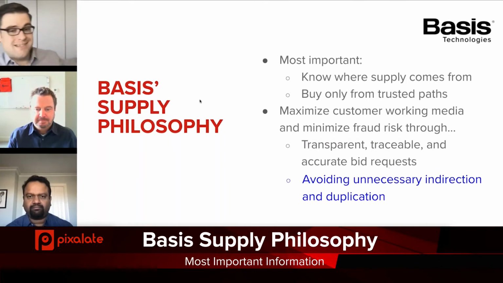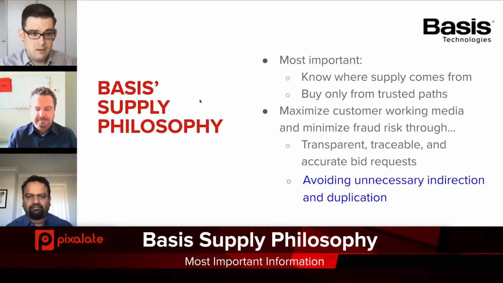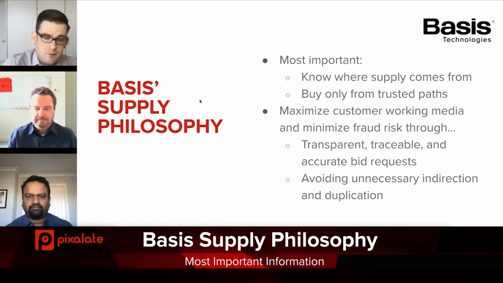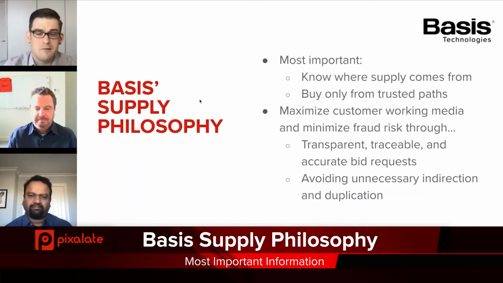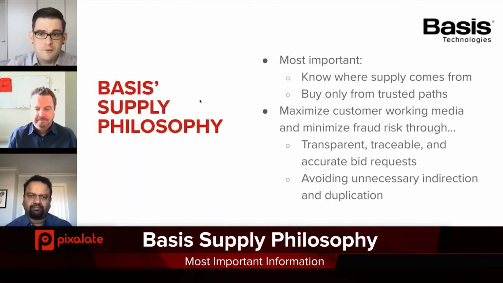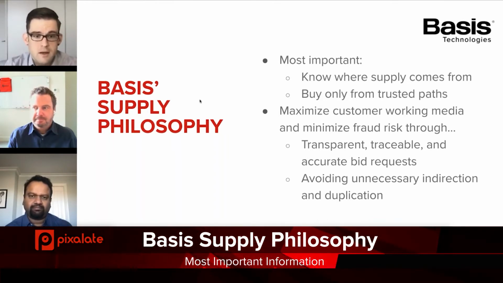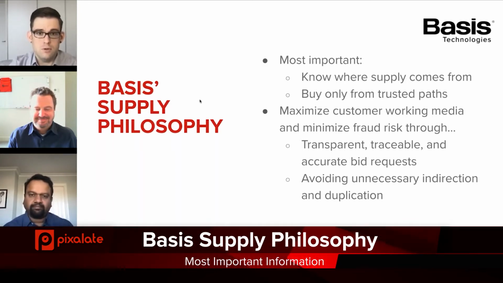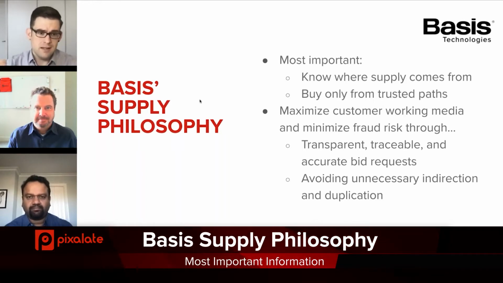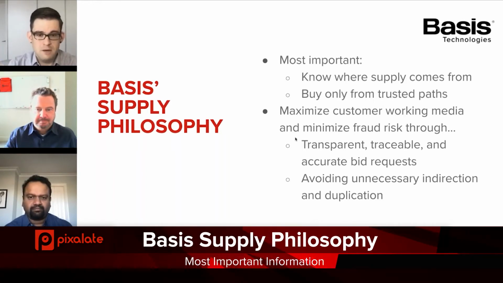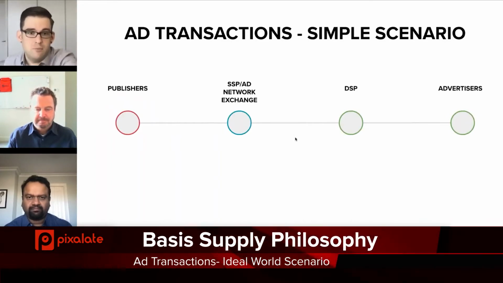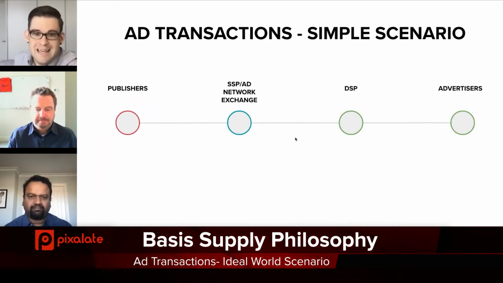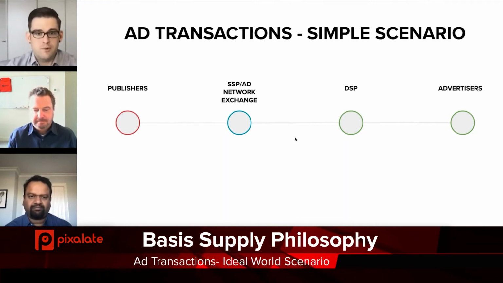We also want to avoid unnecessary indirection and duplication. And I'll talk more about this in a minute, but there is indeed quite a lot of that in the RTB ecosystem. And better value for customers can be achieved by avoiding it. So supply chain object and other tools like ads.txt and sellers.json are essential tools for us to do this supply curation. On the next slide, I'll talk a bit more about what I mean about these unnecessarily indirect and duplicative supply paths. So in a simple world, in an ideal world, things kind of look like this.